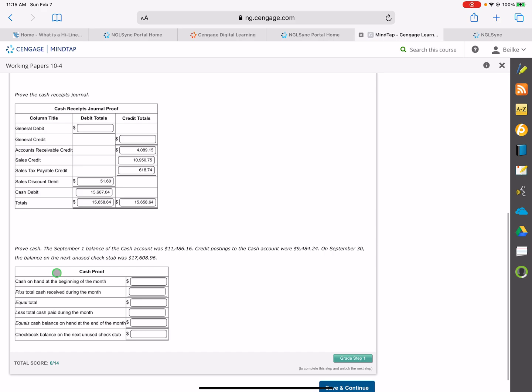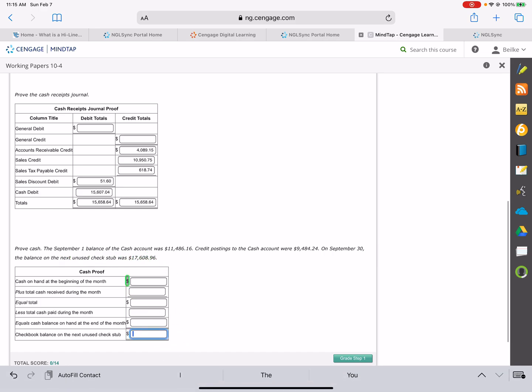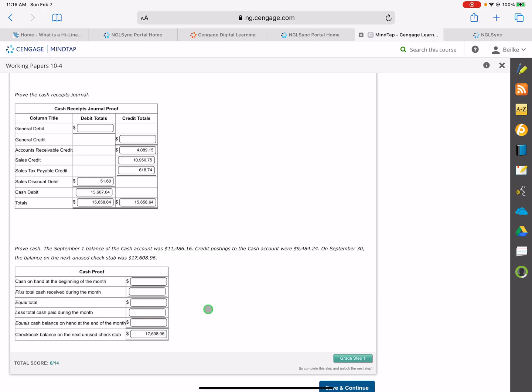It says proof cash, the September 1st balance of cash on account was this. Credit postings to the cash account were this. On September 30th the balance of the next unused check stub was this. So our balance of our next unused check stub is $17,608.96. That is a number that we should be able to come up with.